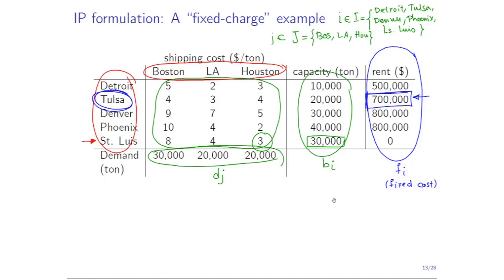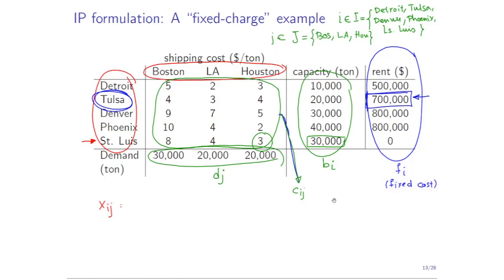Okay, and for this part here, the unit shipping cost, let me use CIJ, the unit cost of shipping from depot I to destination J. Very naturally, the minimum set of variables that we have to define are of this form. So Xij, this is the minimum number of variables that I need to set a distribution plan.